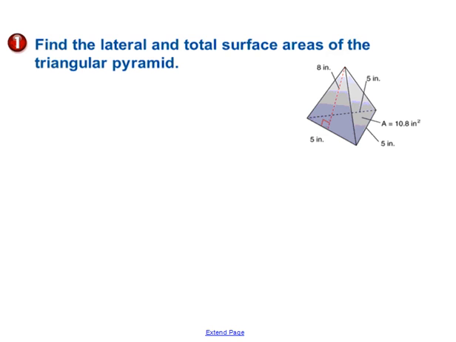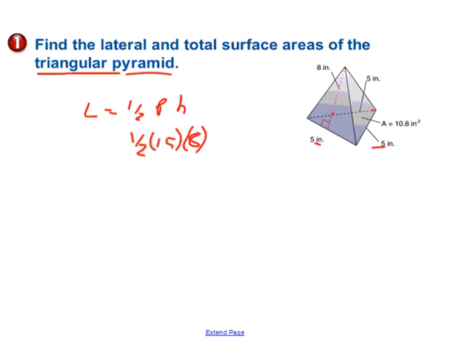Well, let's jump right into an example. Here we've got, find the lateral and total surface areas of the regular triangular pyramid. As I look at this, I'm going to find the perimeter. It's 5 plus 5 plus 5 across the back. So the lateral surface area is equal to 1/2 times the perimeter times the slant height. So it's 1/2 of 5 plus 5 plus 5, or 15, times the slant height, which is 8.